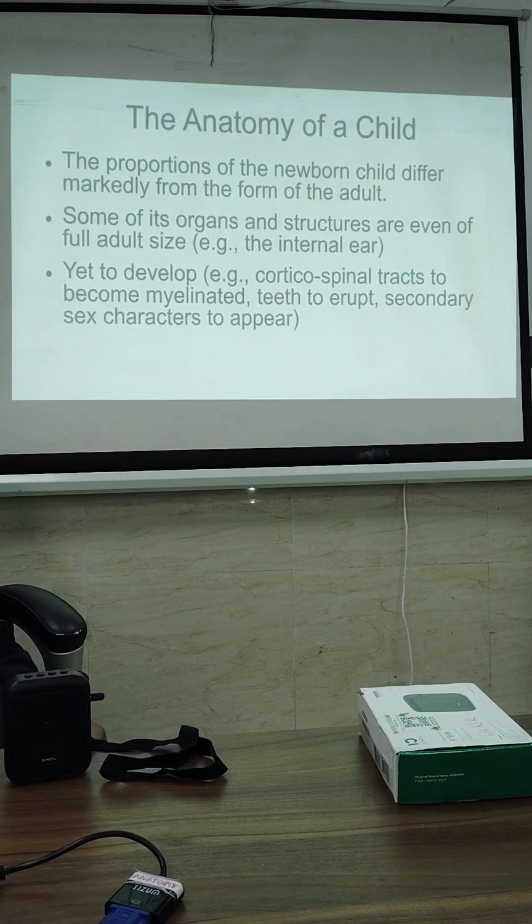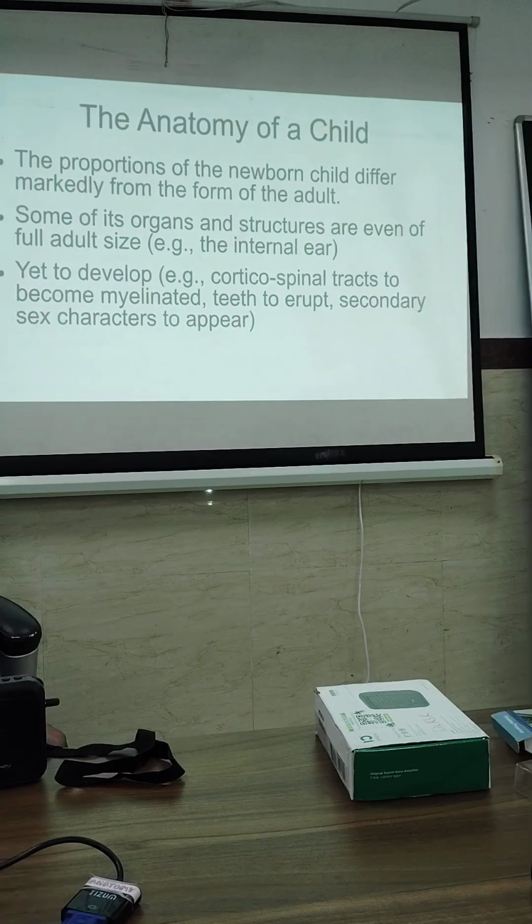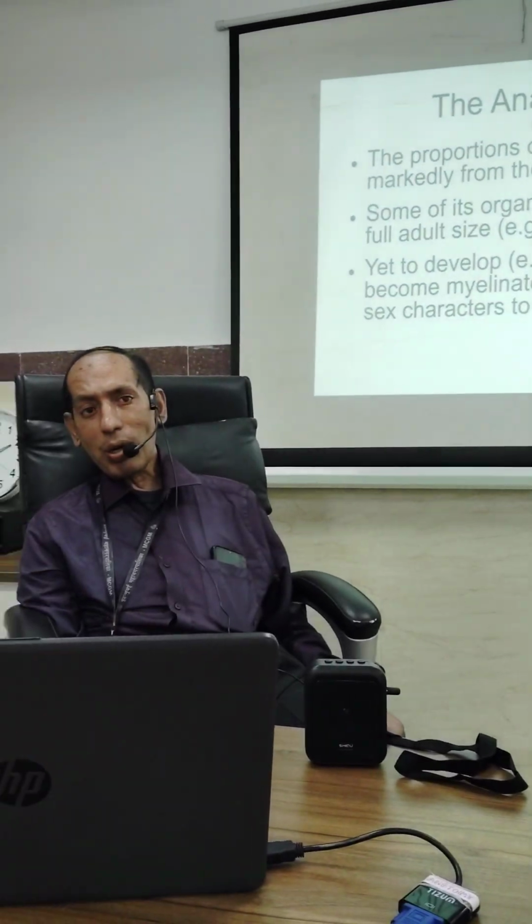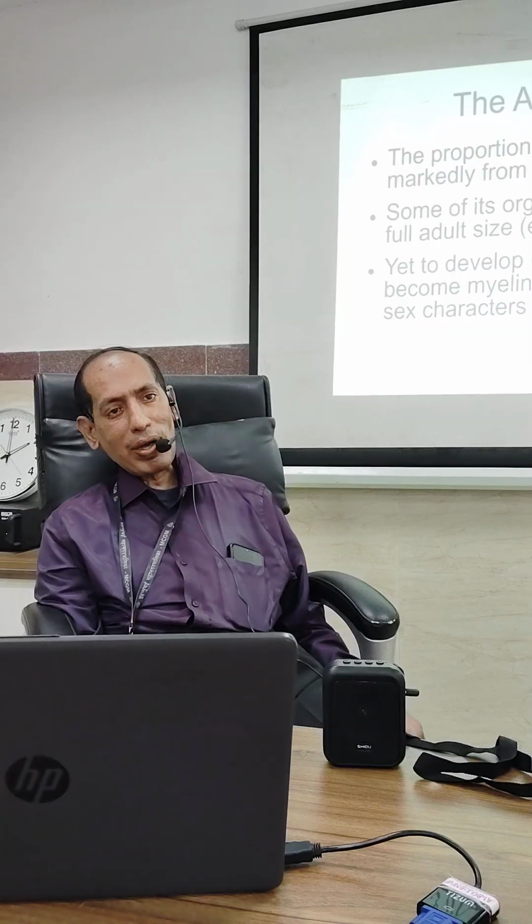The anatomy of a child, also called pediatric anatomy. There are some structures in the body, like the internal ear, which even in a newborn is the same adult size as at birth, whereas some others are yet to develop. The corticospinal tract is a myelinated tract. Before myelination occurs, the tract is still there, but it can't transmit impulses. Those tracts which are designed to be myelinated will function only after being myelinated. Those which are designed to remain unmyelinated will function even otherwise.